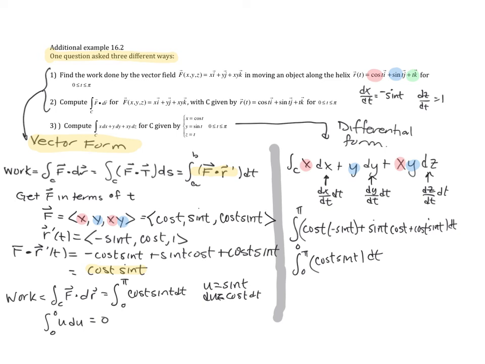So you should see the similarities between the expressions that you get. You're going to get the same thing. It just sort of feels a little different how you got there. Here's vectors and dot product. Here you're using differentials. At any rate, you're going to end up getting the same answer.